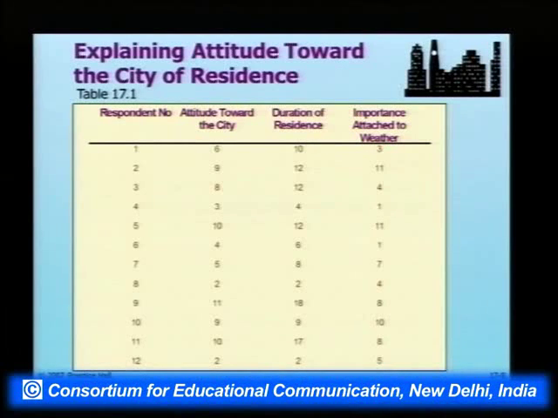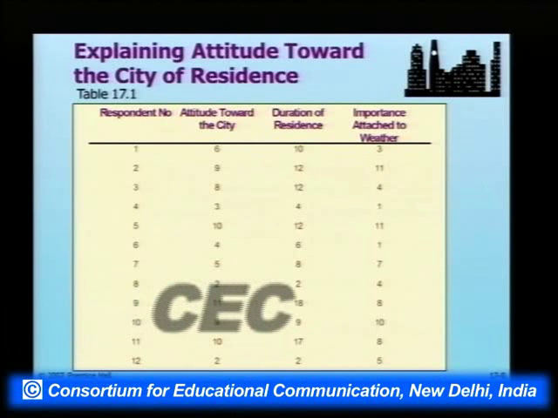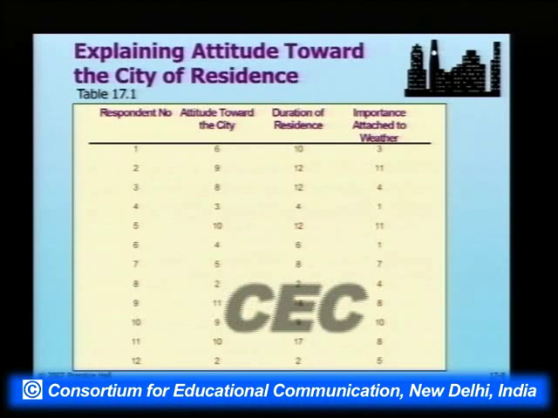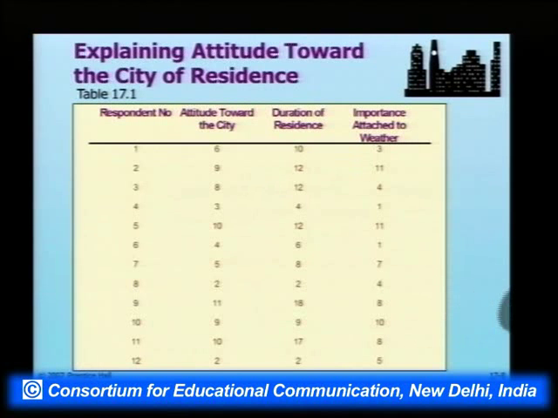This is the example that we are going to take for today's discussion. As I have already explained, we will be talking about this example as a bivariate regression example as well as correlation, as well as for the multiple regression example. Here, if you see, we have collected responses from 12 respondents numbered 1 to 12, and we have measured 3 variables.